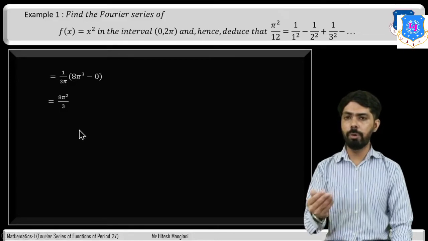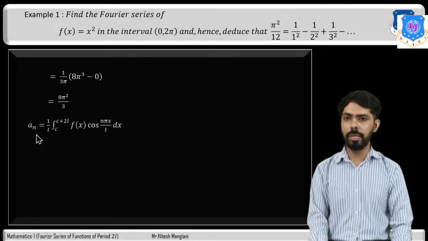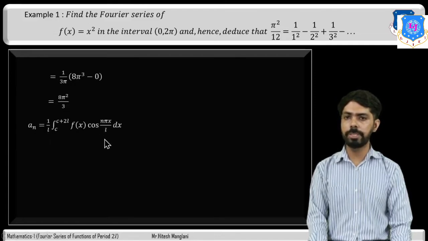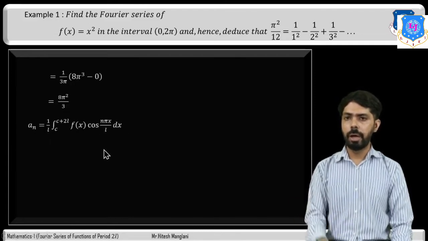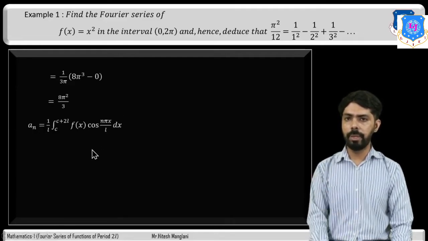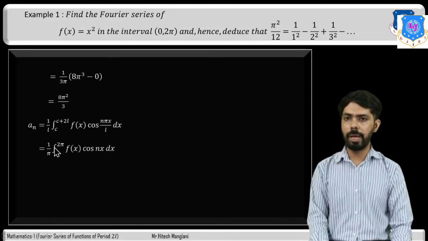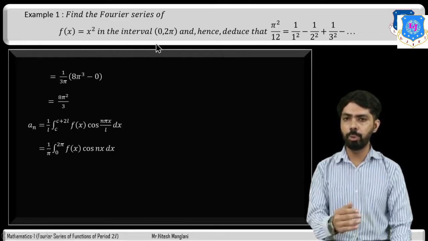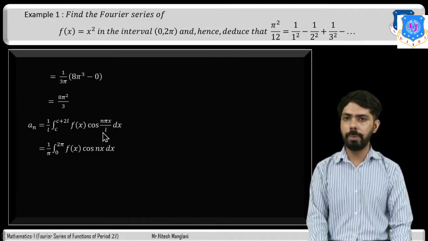Now we will find out the value of an. As we have discussed earlier, an is given by 1 divided by l integration from c to c plus 2l of f of x into cos n pi x divided by l dx. Now the value of l in this example is pi, so we will replace l by pi. So it will be 1 divided by pi integration 0 to 2 pi, because here we are finding the Fourier series of the function in the interval 0 to 2 pi. Therefore, the limit will be from 0 to 2 pi, f of x into cos nx dx, because here n pi x divided by pi, so pi cancels out.